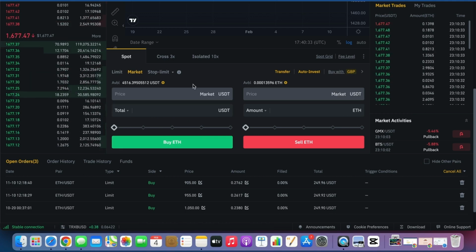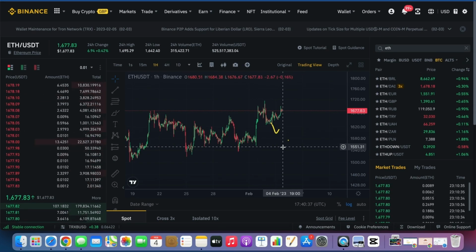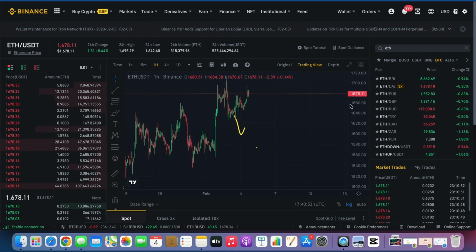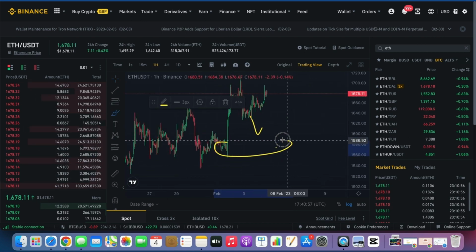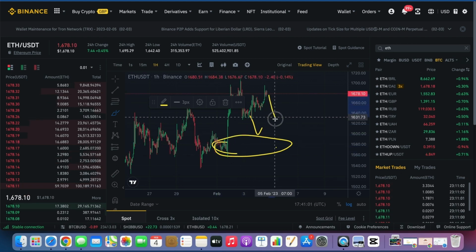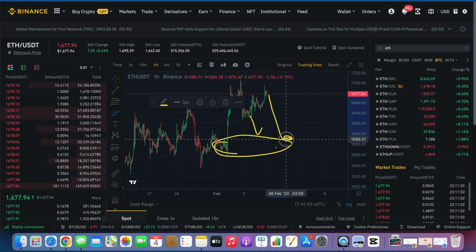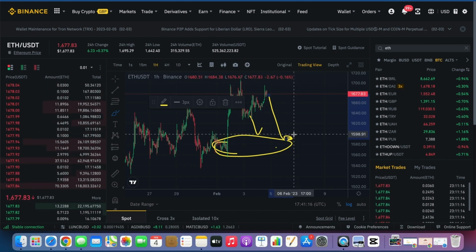But as crypto traders, we should wait for the best moment to buy cryptocurrency. That means when you analyze the cryptocurrency, you can see here there is a good support area, right? There is a good support area. So we can wait until the price comes all the way down to this support area, that means around, for example, $1,600, right?